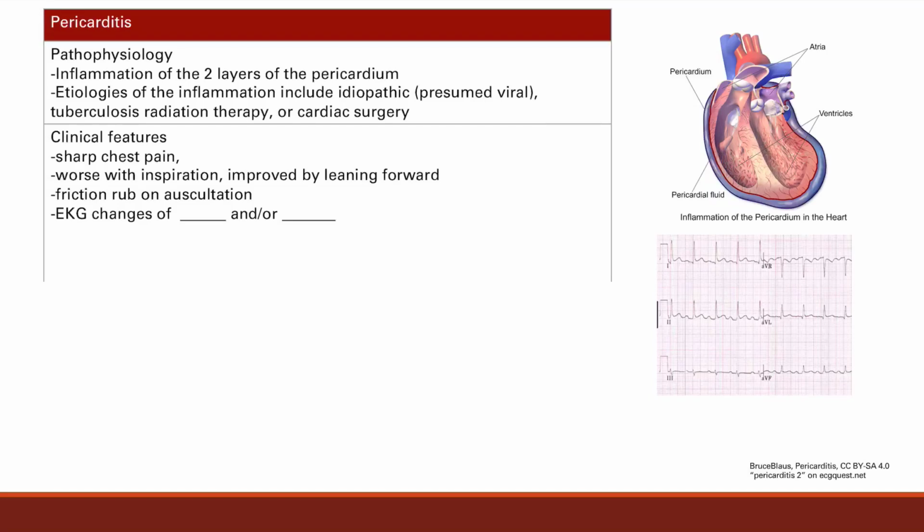So pericarditis, as you can tell from the name, is inflammation of the pericardium. Remember, we said there's 3 layers of the pericardium, so let's change it to that. The fibrous layer, the visceral layer, the parietal layer. And etiologies of this inflammation include idiopathic, so it's probably viral, but we're not sure.